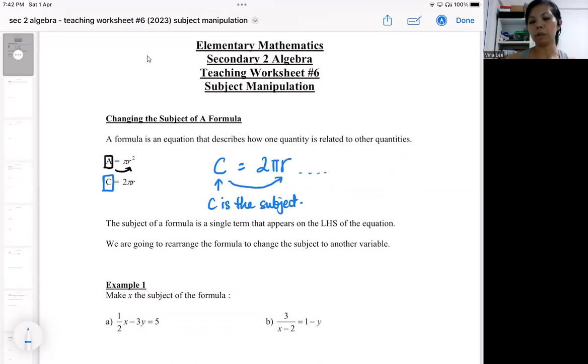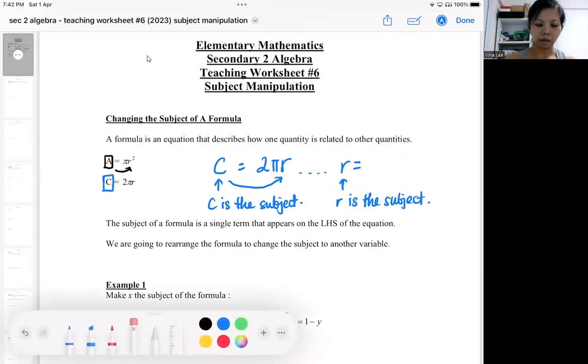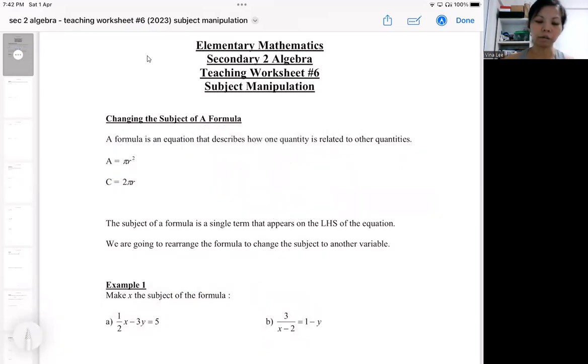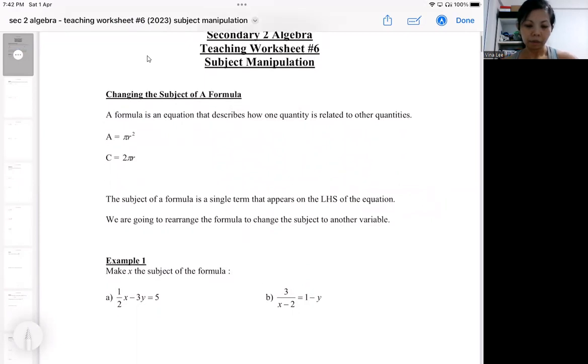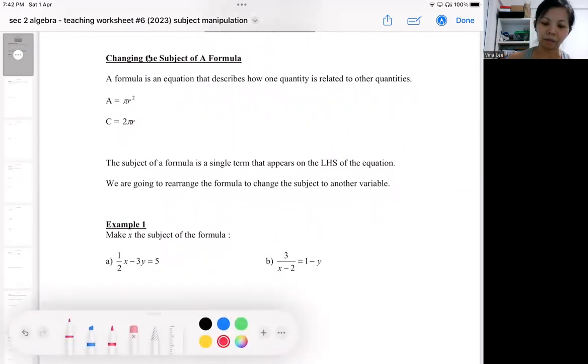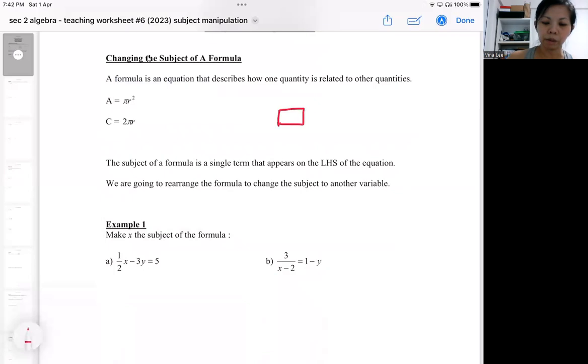I can also do some manipulation and have R as the subject. I can twist it around and change my subject. A subject is basically the main person, like the main character, so I can change out the main character. The subject of a formula will usually appear on the left-hand side, and here will be all the other algebra.